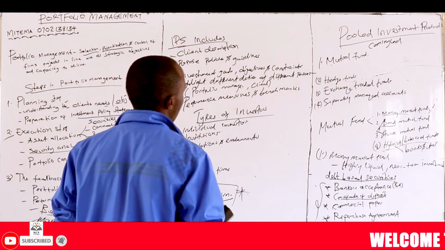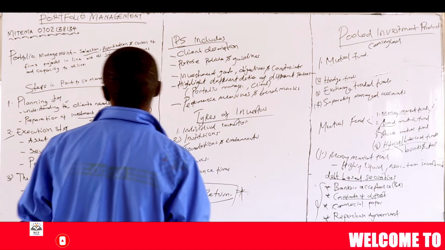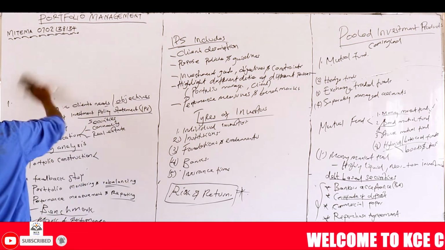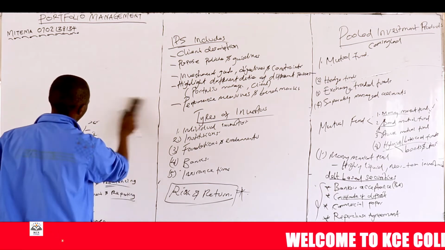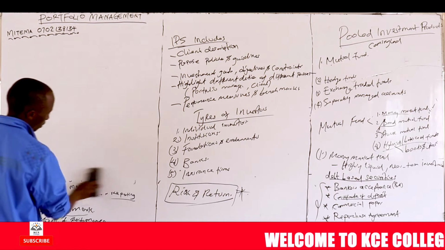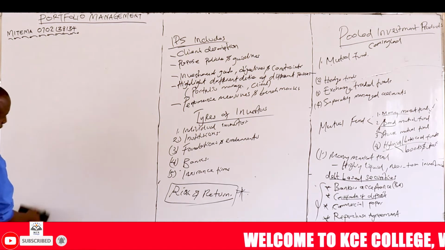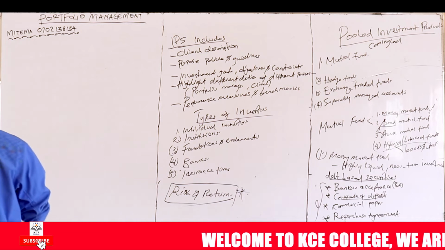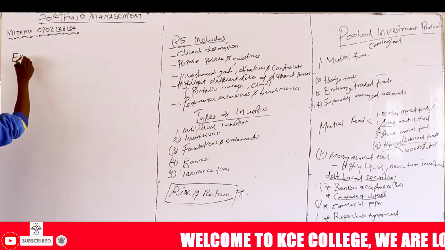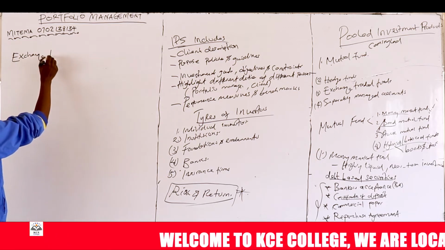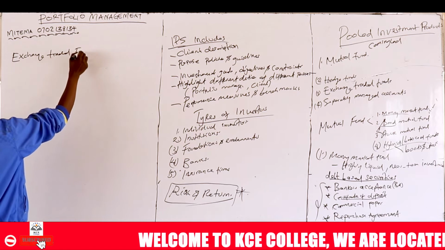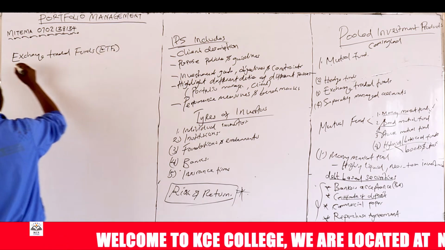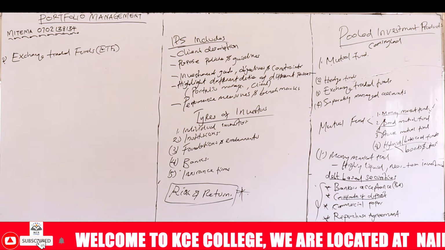So let us look at another investment product we have. We said we have the exchange traded funds. So mutual fund was number one type of a pooled investment product. So that was number one. Let us look at number two, which is called exchange traded funds, commonly referred to as ETFs. So what's an exchange traded fund?